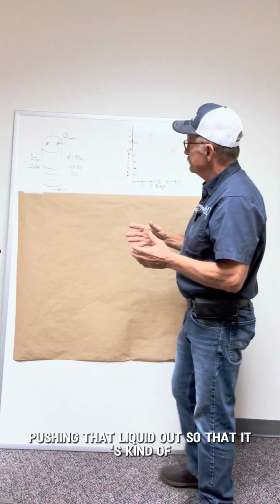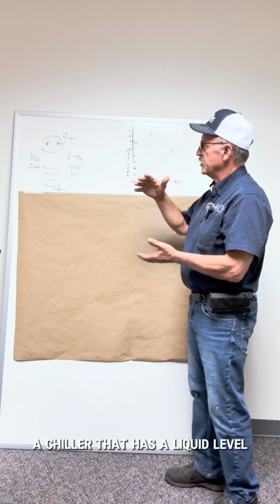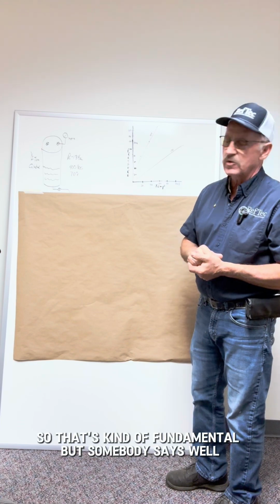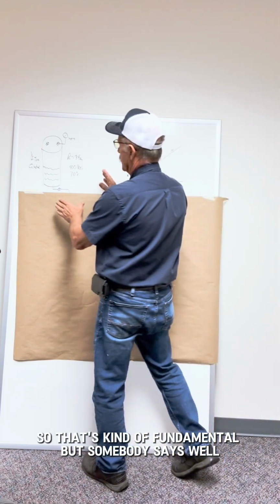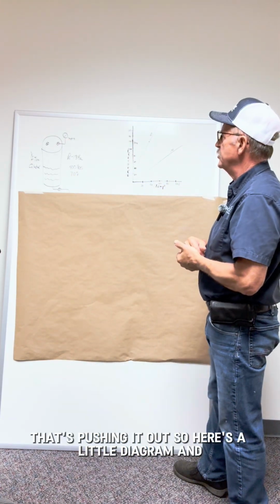So that's fundamental in the idea that we may get a chiller that has a liquid level, and we're depending on that pressure to push that liquid refrigerant out. So that's kind of fundamental. But somebody says, well, what kind of pressure is on top of that liquid that's pushing it out?